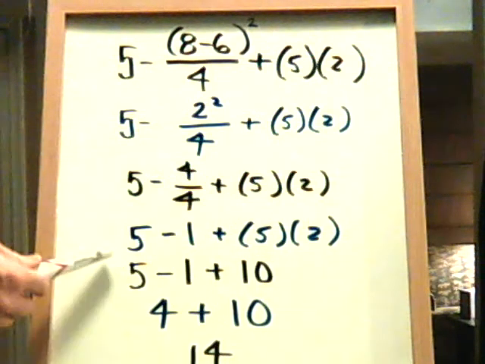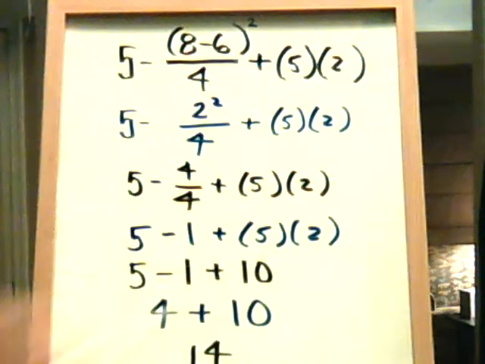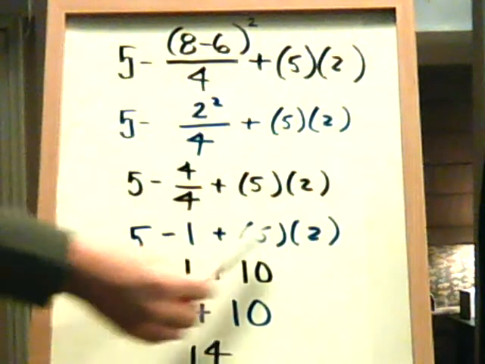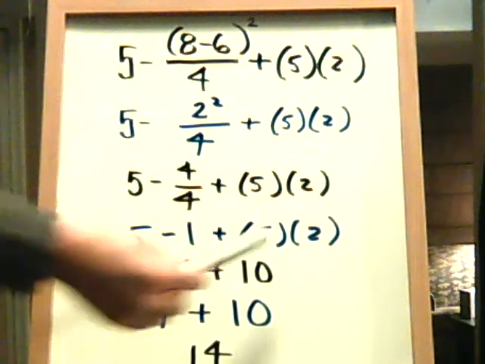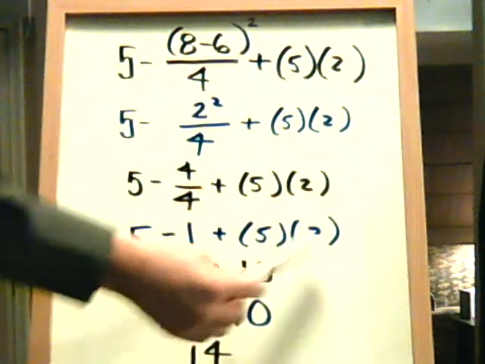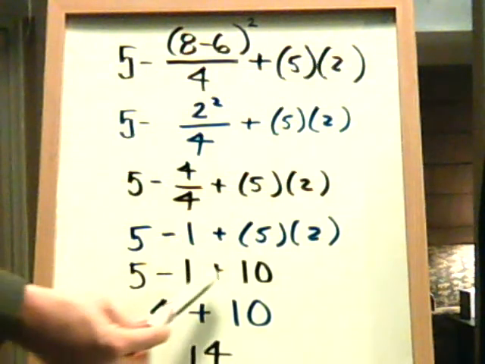So now we're left with 5 minus 1 plus 5 times 2. Now is where it really becomes the things that you have to remember. We have subtraction, addition, and multiplication. Well, multiplication comes first. So 5 times 2 is 10. Now you have subtraction and addition.